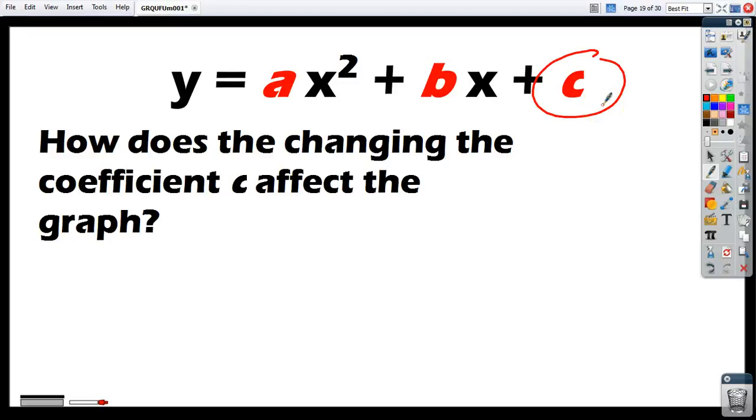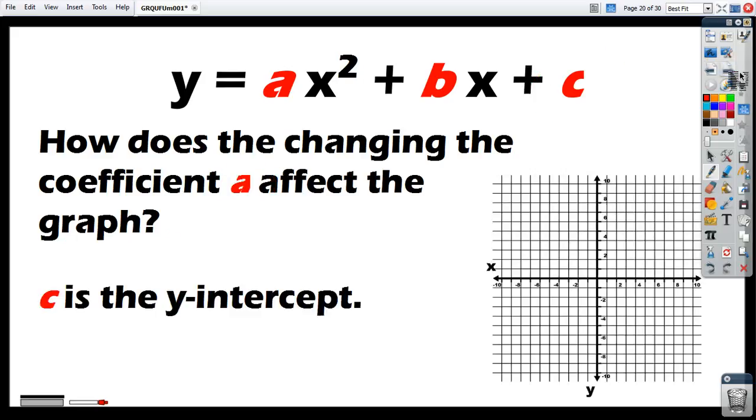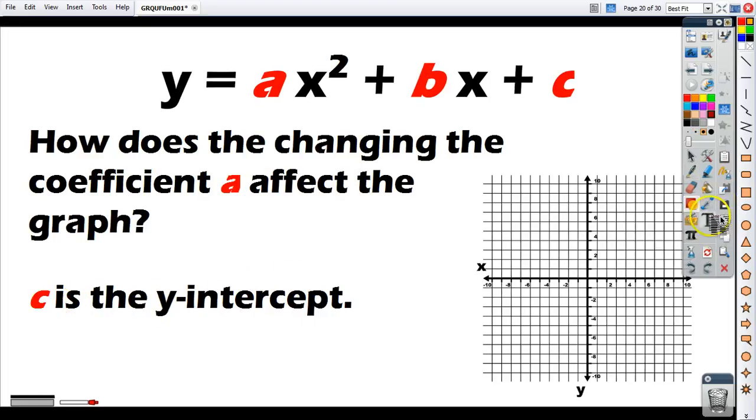Does this last number affect our graph? Well, we've already kind of alluded to it a little bit in the other ones, but it turns out that C is the y-intercept, and that's something we're still familiar with from linear functions. And even though this isn't a linear function, we understand the concept of y-intercept.